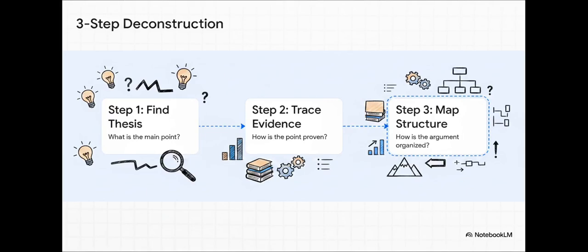Second, you trace the evidence. How are they backing up that main point? What facts or logic are they using? And third, you map the structure. How does the whole thing flow from the beginning, through the middle, to the end?